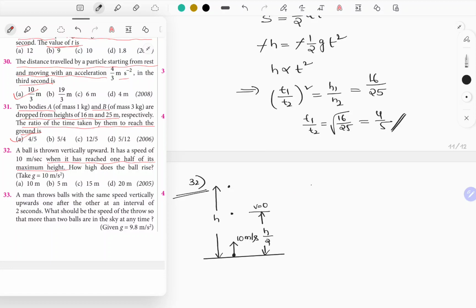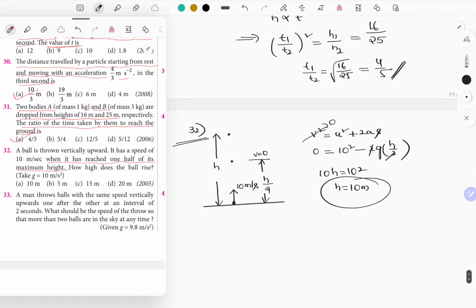So you can use v square is equal to u square plus 2as. That formula may help us. Final velocity when it reaches maximum height is 0. Initial velocity with which you are throwing is 10, squared. a is minus g, and s is plus, as it is moving upward, it reaches only h by 2. g value is 10 meter per second square, so the 2s get cancelled. You are going to get 10 into h is equal to 10 square, then h is equal to 10 meter. This is the maximum height.